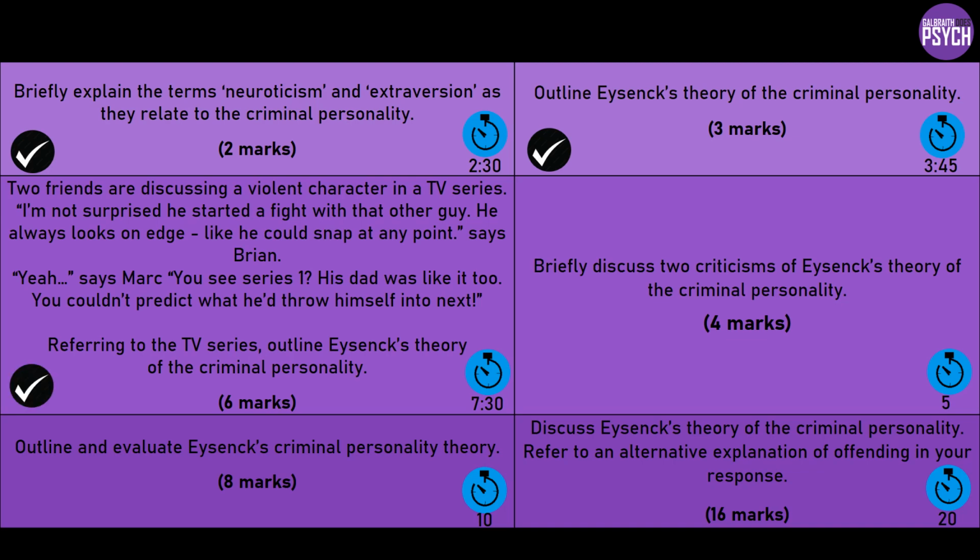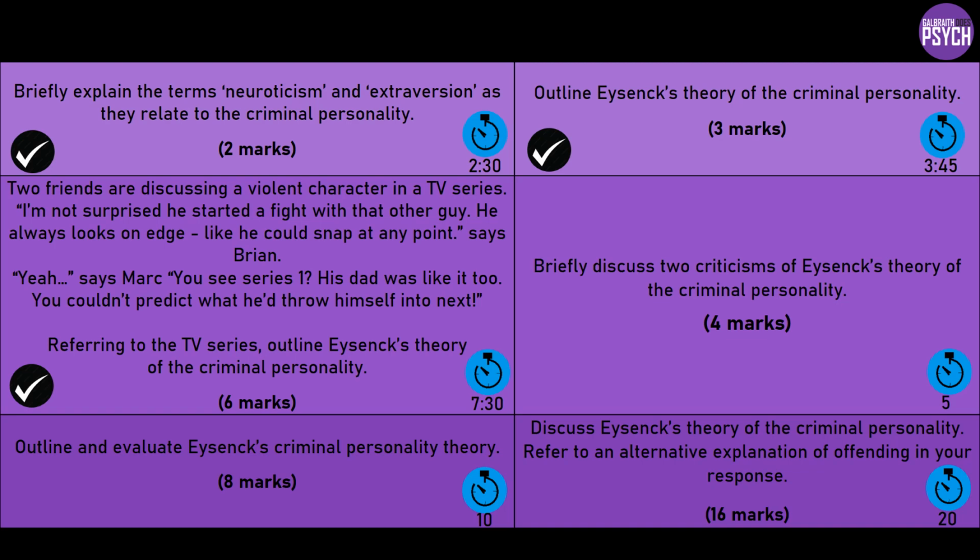Now we want to discuss two criticisms of Eysenck's theory. So it's not as bad as it looks because it's two criticisms for 4 marks. So it's just going to be a very brief kind of point, explain, conclude kind of thing. Okay, so what is the limitation or what is the criticism, and what's the implication of it, or develop it a bit more. Okay, so what kind of things could we talk about?